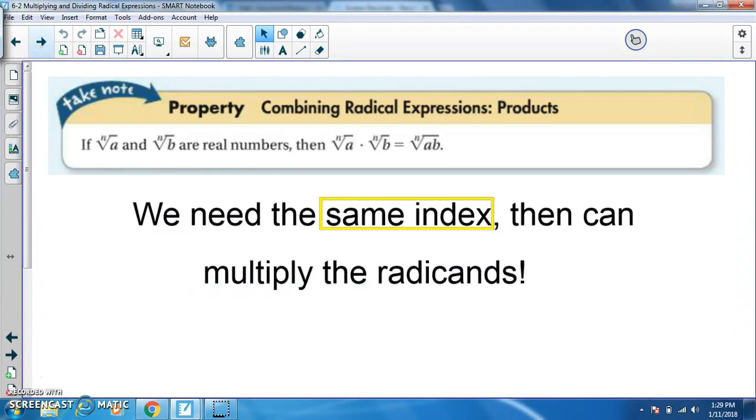So the first property is combining radical expressions by multiplying, or finding products. If the nth root of A and the nth root of B are real numbers, then the nth root of A times the nth root of B is equal to the nth root of A times B. Basically, we need the same index, and then we can multiply our radicands.